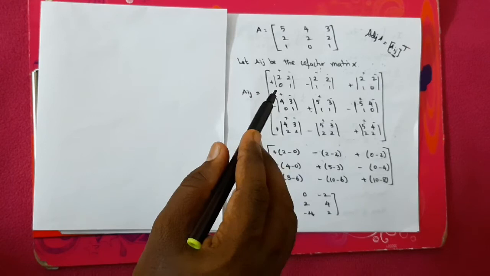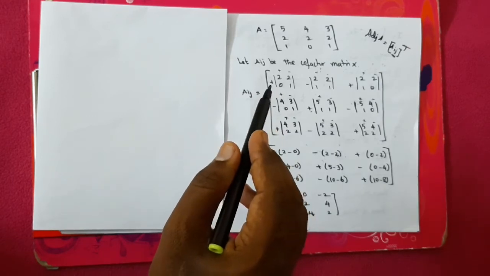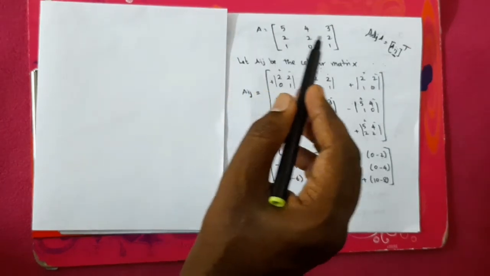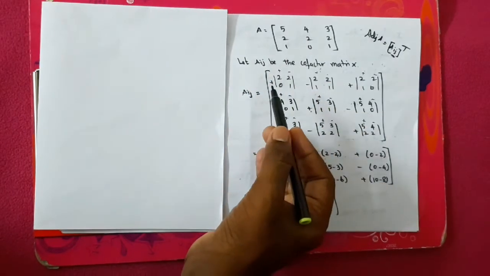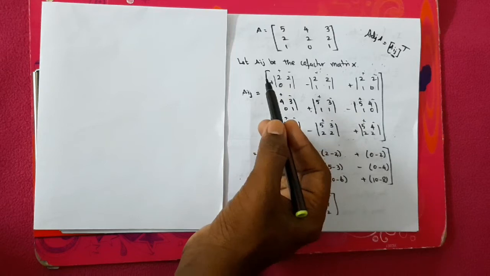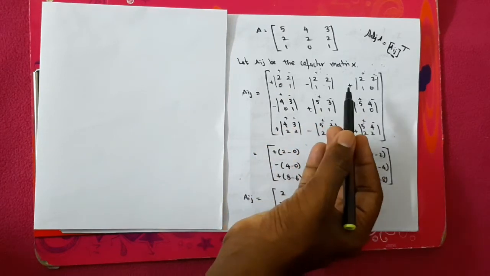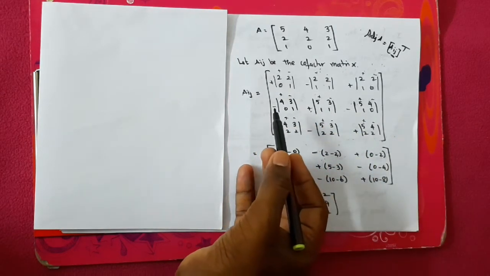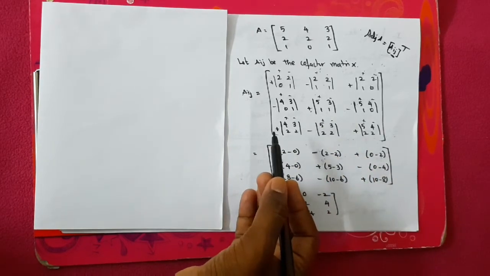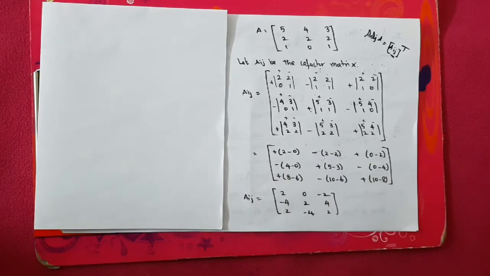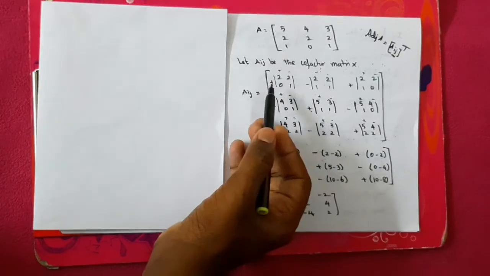It becomes a cofactor when you assign signs before them. Here, for the first row, what sign allotment do we give? Plus, minus, plus. So that allotment you give before the determinant. For the second row, we know the sign allotment is minus, plus, minus. For the third row, we know the sign allotment is plus, minus, plus. Okay, we have done that. Now I want to solve the determinants.